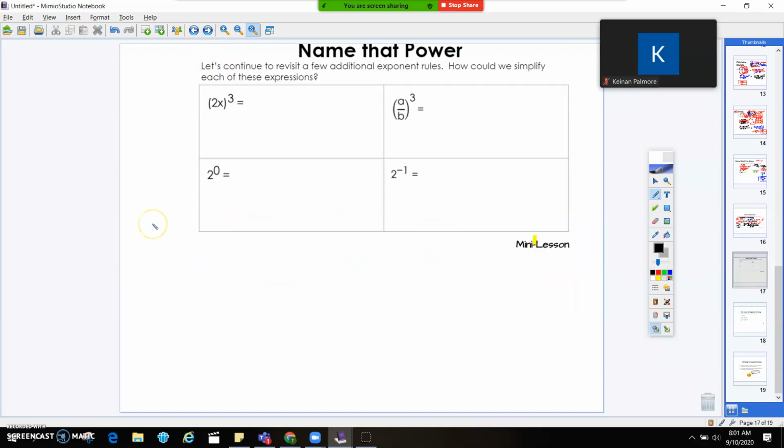All right, so go ahead and take a moment and write these down on your paper. We're going to continue the exponent rules. And hopefully you learned this a couple of years ago. If you didn't, that's okay. I'm going to teach you now.